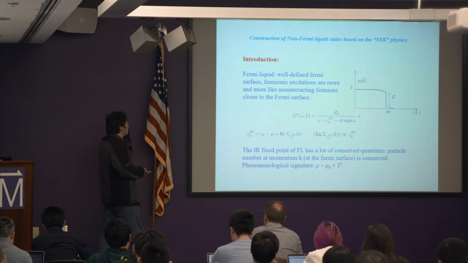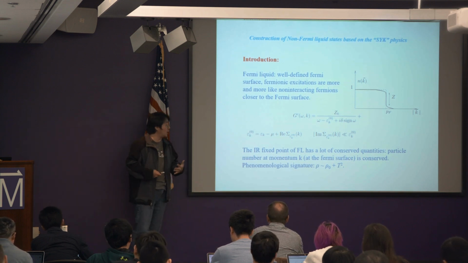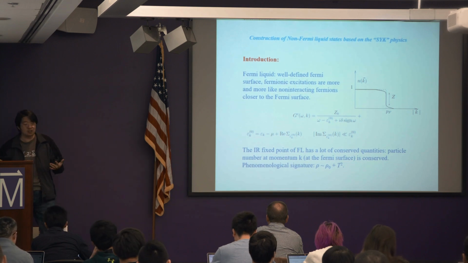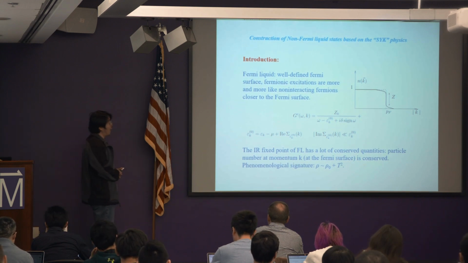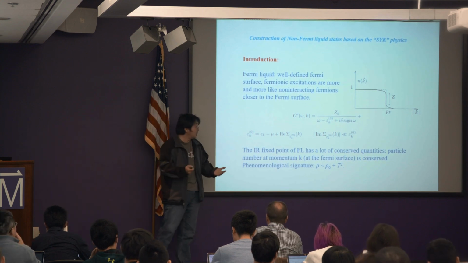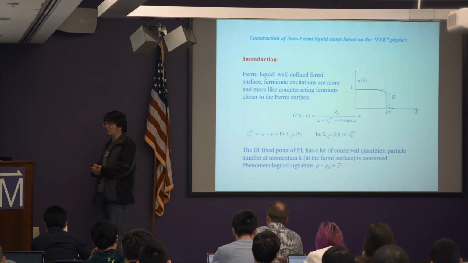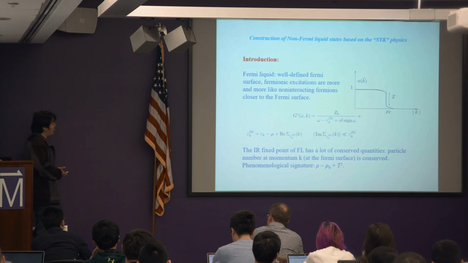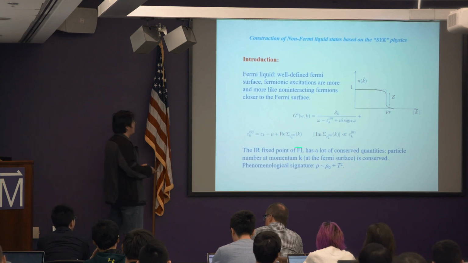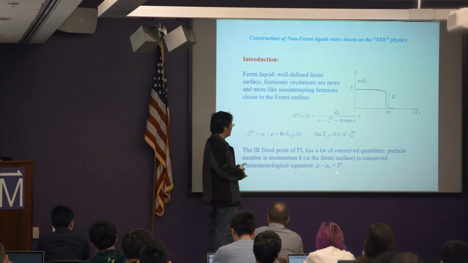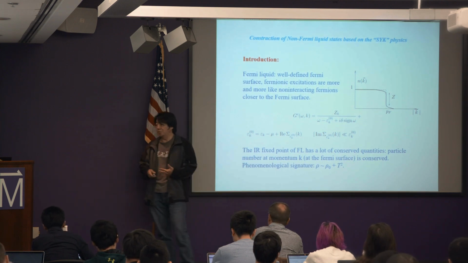Also, the infrared fixed point of the Fermi liquid, the original Landau theory of the Fermi liquid, has a lot of conserved quantities. Basically, the fermion number at every patch of the Fermi surface is conserved. So that's a system with a lot of emergent symmetries in the low energy limit. And phenomenologically it has a pretty famous scaling law: the resistivity will scale with temperature to the power 2.